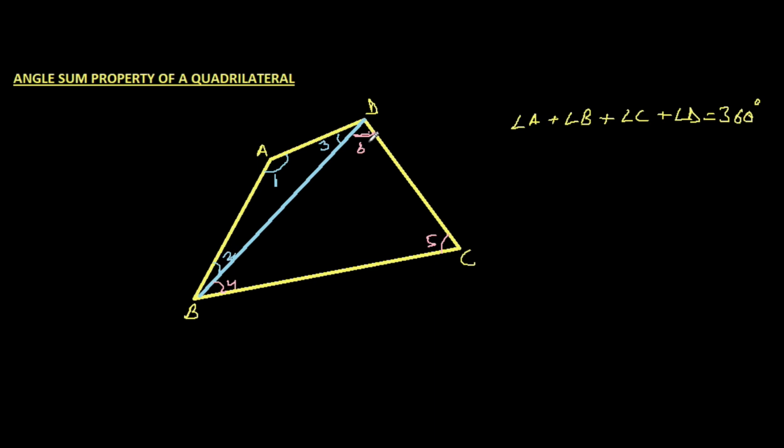Now you see that we have two triangles. In triangle ABD, we have three angles, which are angle 1, angle 2, and angle 3. So what do you think should be the sum of angle 1 plus angle 2 plus angle 3? Well, it should be 180 degrees, isn't it? Because we've learned already that the angle sum property of a triangle is that the sum of all internal angles of a triangle is always 180 degrees.